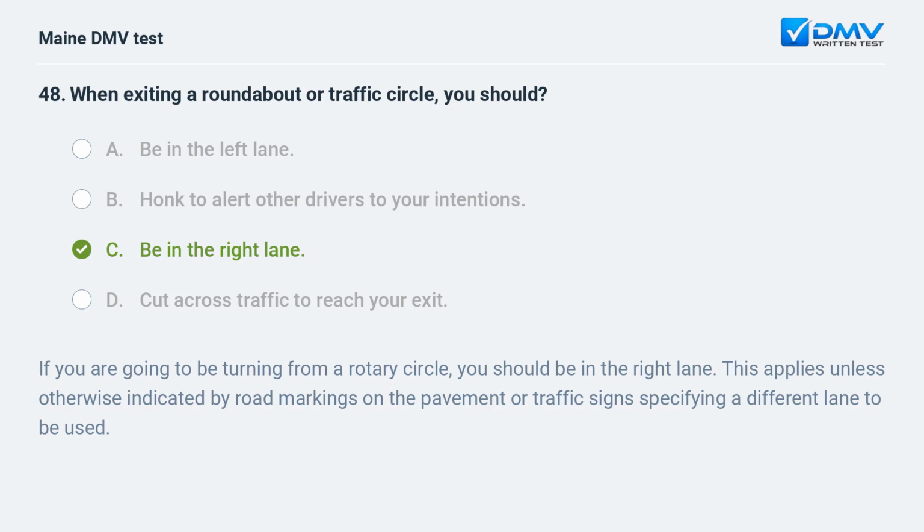C. Be in the right lane. If you are going to be turning from a rotary circle, you should be in the right lane. This applies unless otherwise indicated by road markings on the pavement or traffic signs specifying a different lane to be used.